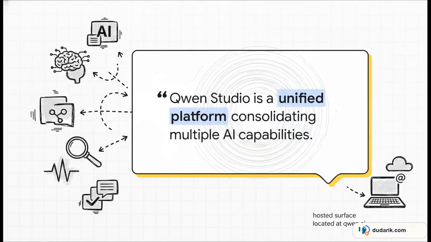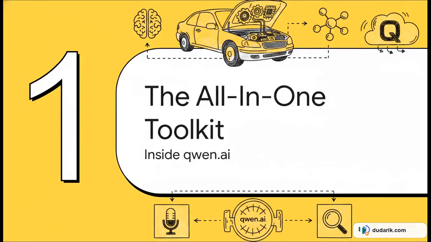Well, AI News actually summed up the core premise here perfectly. They wrote, "Qwen Studio is Alibaba's unified web platform, consolidating multiple AI capabilities that were previously scattered." And that right there is exactly what we are exploring today. Qwen Studio is the ultimate hosted surface located at Qwen.ai that brings the entire Qwen model family under one roof. And the best part? Absolutely zero local setup required. So let's get into Section 1, the all-in-one toolkit, inside Qwen.ai.